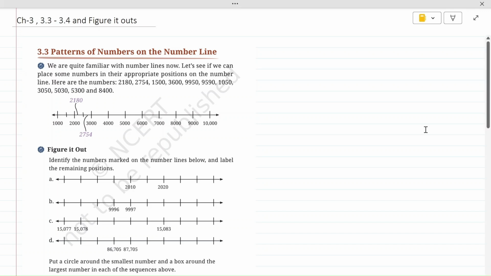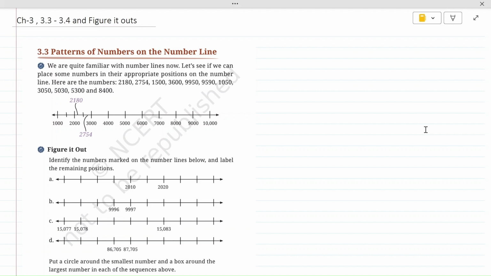Hello kids. So in today's class, we are going to start with the new topic, patterns of numbers on the number line. We have done this number line thing in our previous grades. We have done this in grade 4 and we have also done this in grade 5. We know that we have a number line where we can put numbers on in certain intervals.